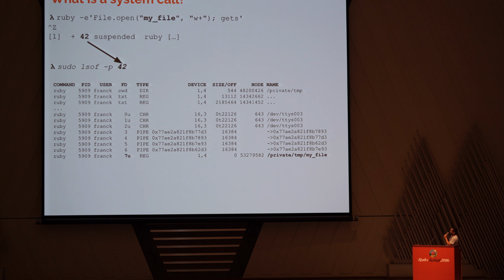But at the end, you can see that we've used the open system call, and this file, my file, has been opened. On the fourth column, we have the file descriptor, and the file descriptor is in this case 7. The little u is to say that it's read-write.